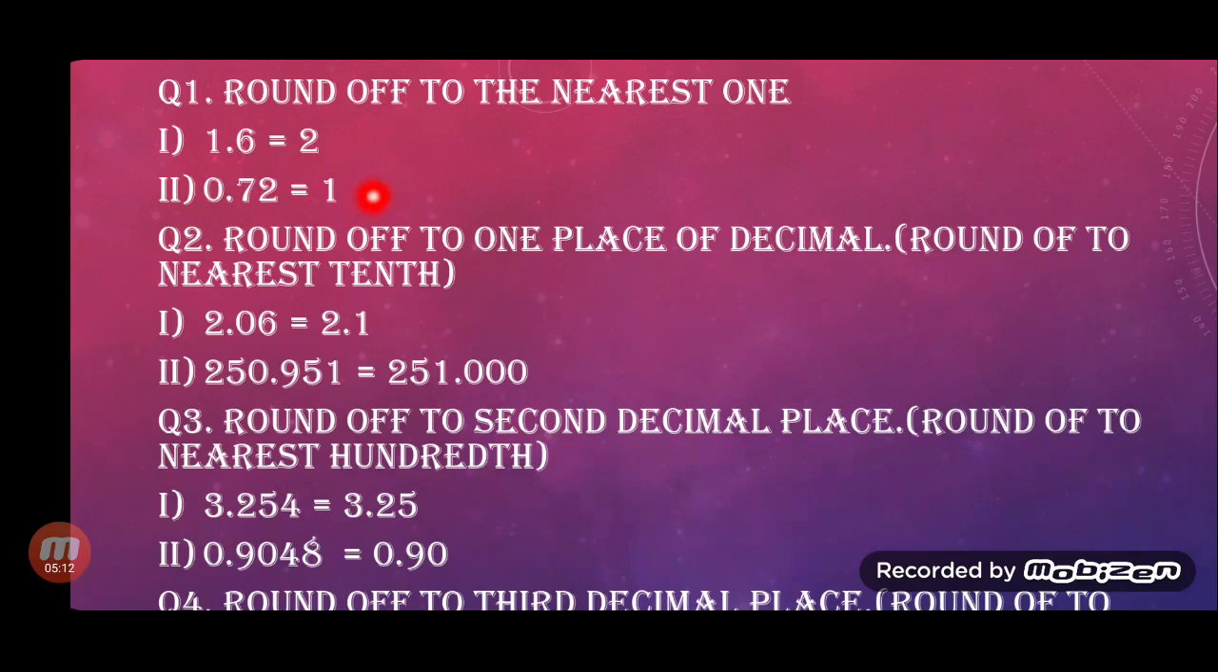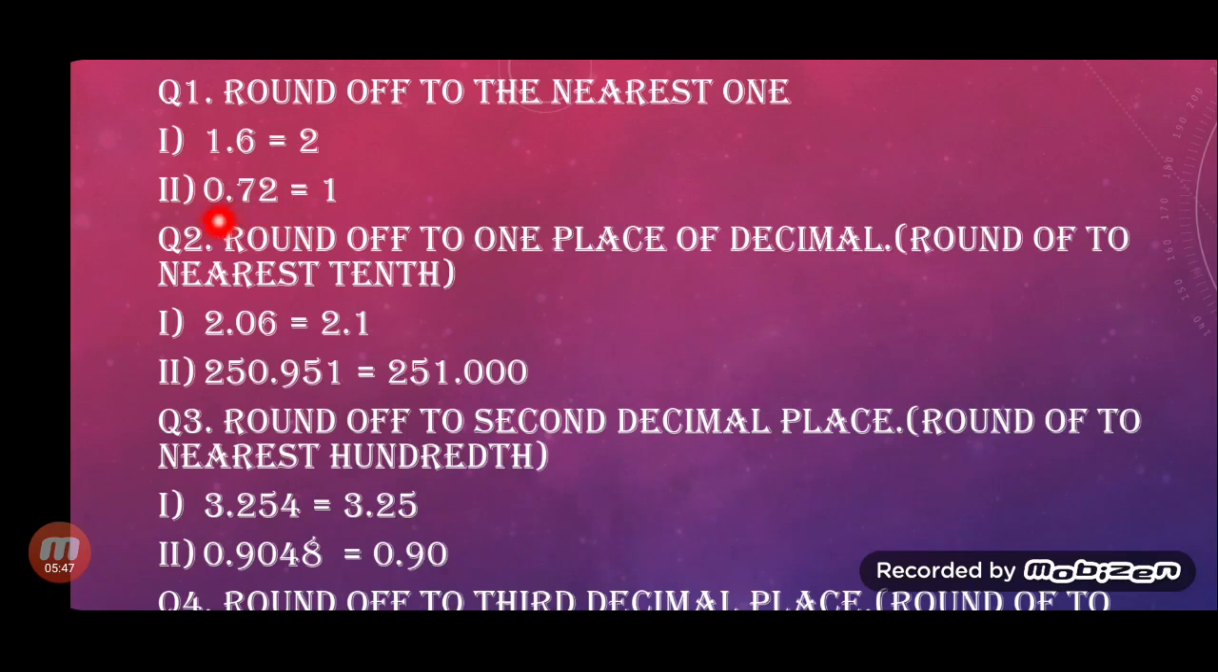You clear, children? Once again I will tell you. Round off to the nearest one. 1.6. You have to round off the digit. The digit is 1. So just see the digit just to the right, okay? This is what I told you. If it is more than 5 or equal to 5, just add 1 to the rounding digit and drop all the digits. So 1 plus 1, 2.